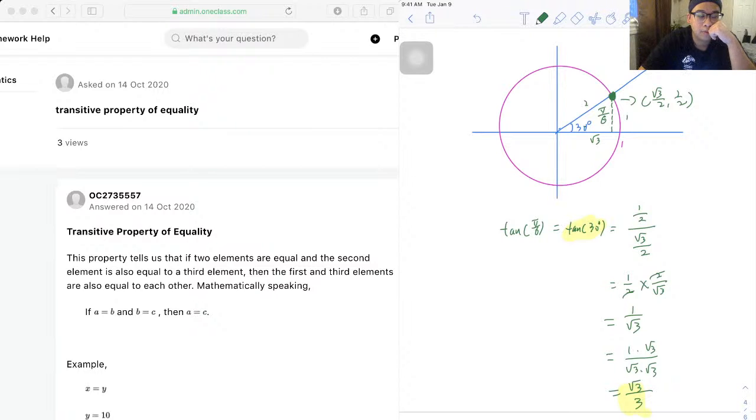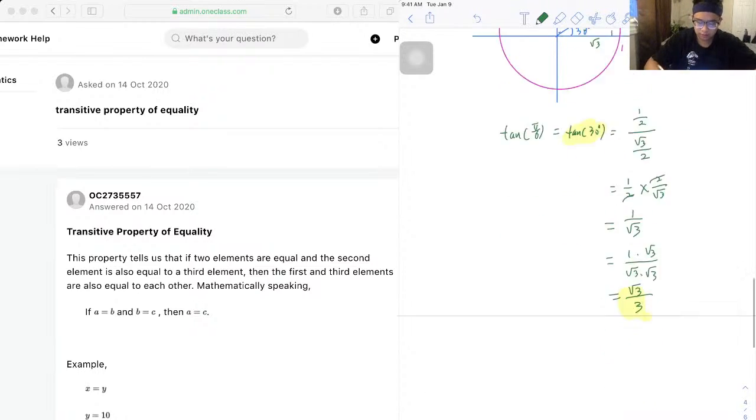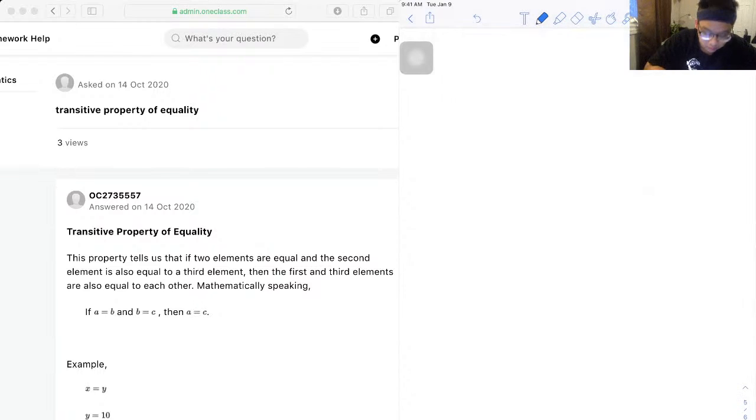All right, coming up, we have the transitive property of equality. Okay, so now let's write it down. Transitive property of equality.